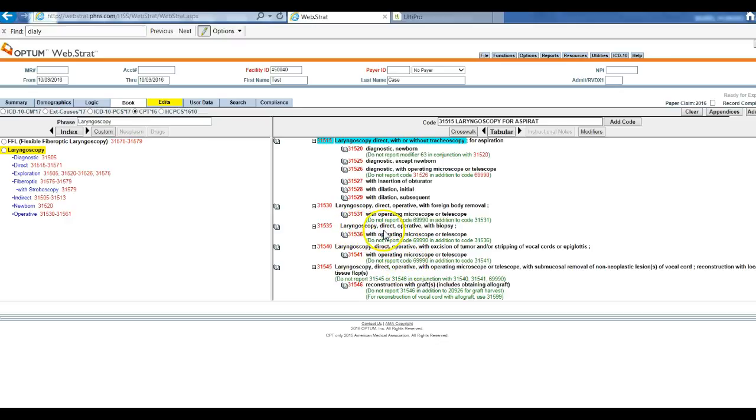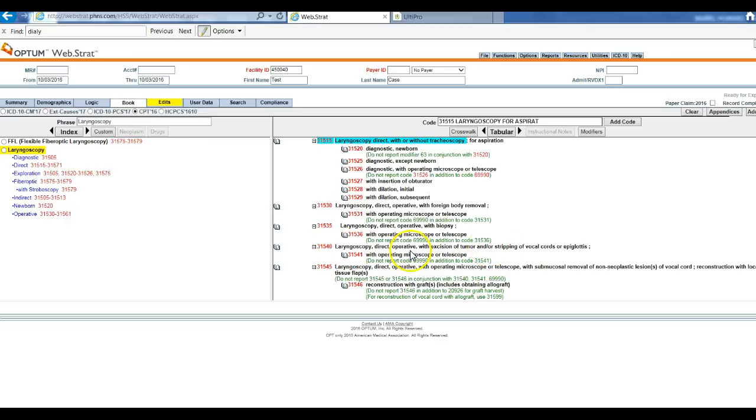Now we have laryngoscopy direct operative with biopsy, and then it says with operating microscope or telescope. Okay, so this code seems to make sense because he did get a biopsy done, but let's look at the other one. Laryngoscopy direct operative with excision of tumor and/or stripping of vocal cords or epiglottis. Stripping of vocal cords or epiglottis wasn't mentioned, but it says and/or.